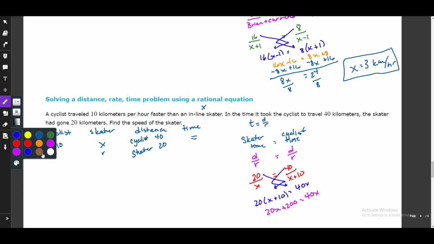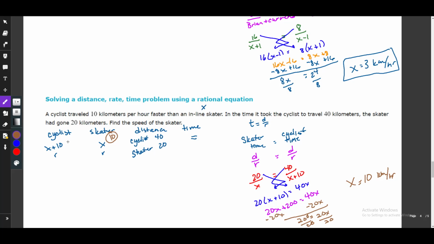Get the x's on one side. I get 200 equals 20x, divided by 20. This is 200 divided by 20. x equals 10. Okay, so the speed of the skater is 10 kilometers per hour, and the cyclist would then be 20 if I needed that.